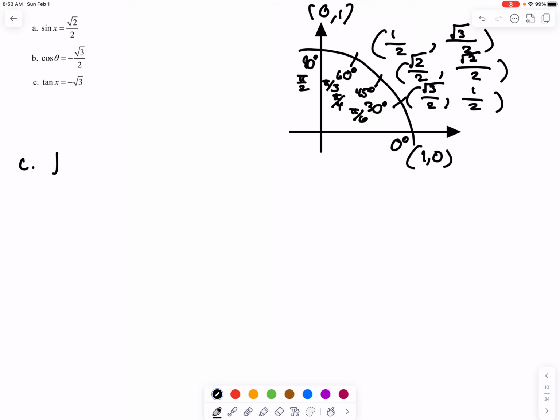So then for C, we have tan of x equals negative root 3. So tan is what? Sine over cosine. Which angle, if we're in quadrant 1, it looks like this is going to be quadrant 2 and 4. But let's work on quadrant 1. So if tan is sine over cosine, which is our y over our x, it looks like that corresponds to 60 degrees, right? If we did our y over our x, we'll get a result of root 3.